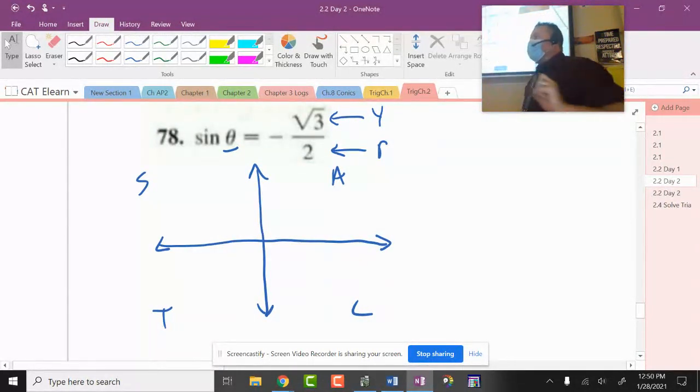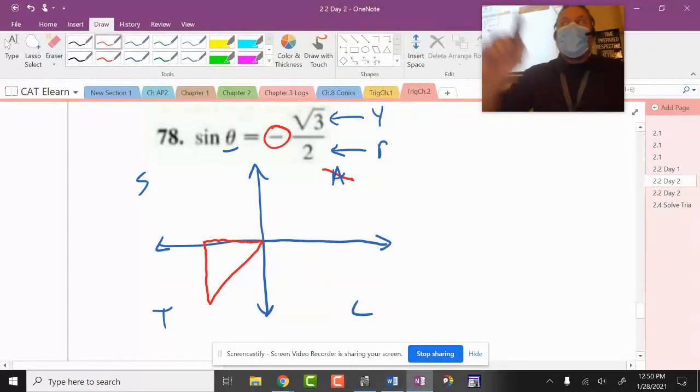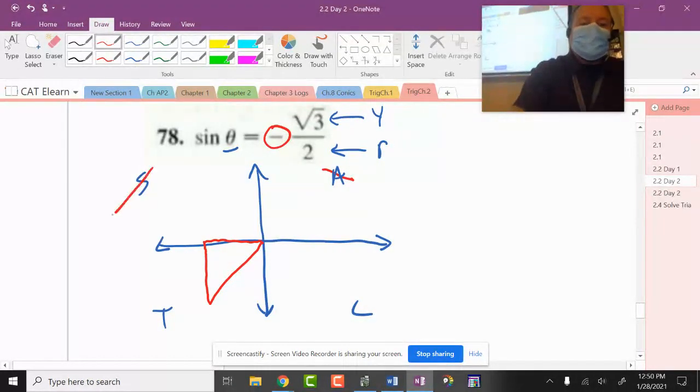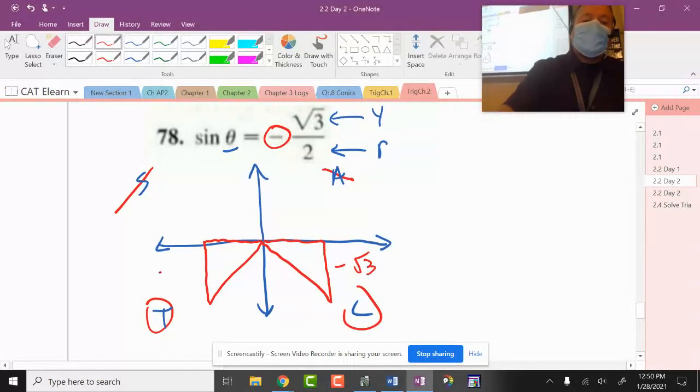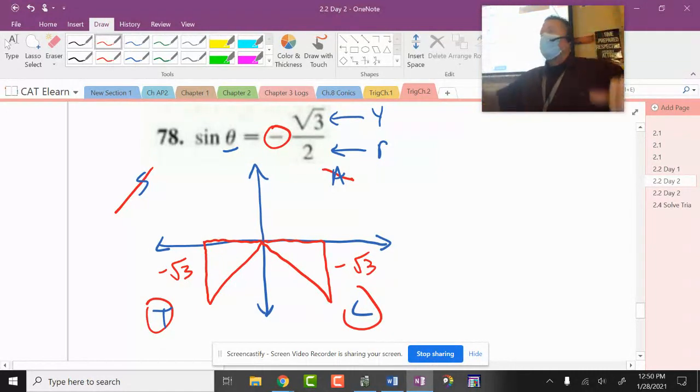I have 2 possibilities because this is triangle world, and ASTC says all are positive in quadrant 1. I have a negative, and sine is positive in quadrant 2. I have a negative sign, so I am in quadrant 3 and 4, and I'll prove it by starting to fill in these sides. This is why. Don't we go down 4 y's in 3 and 4? Yes or no? And then R is 2.